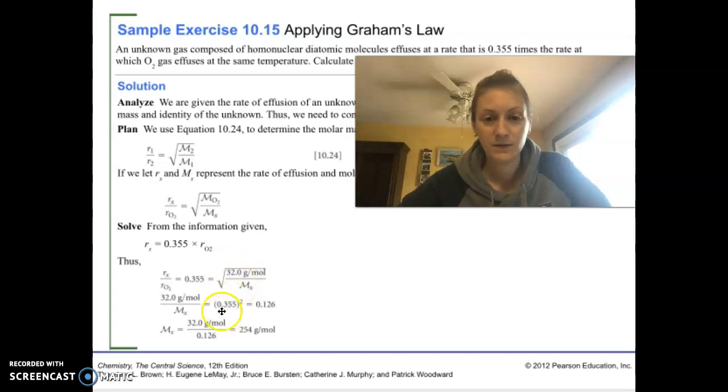Because we're solving for the one on the bottom, we want to get rid of our square root first, which means we're going to square each side. So we get 32 divided by Mx equals 0.355 squared. Then 0.355 squared is going to equal 0.126. And now you're just solving for this Mx at the bottom. So you're going to take 32 divided by 0.126 to get a total of 254 grams per mole. So the molar mass of our unknown substance is 254 grams.